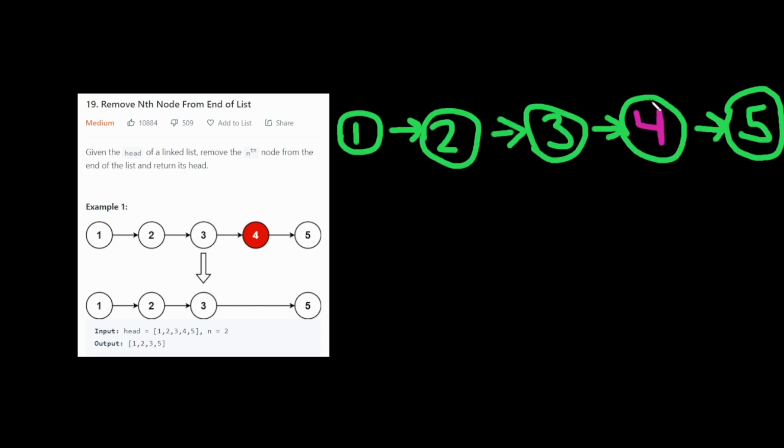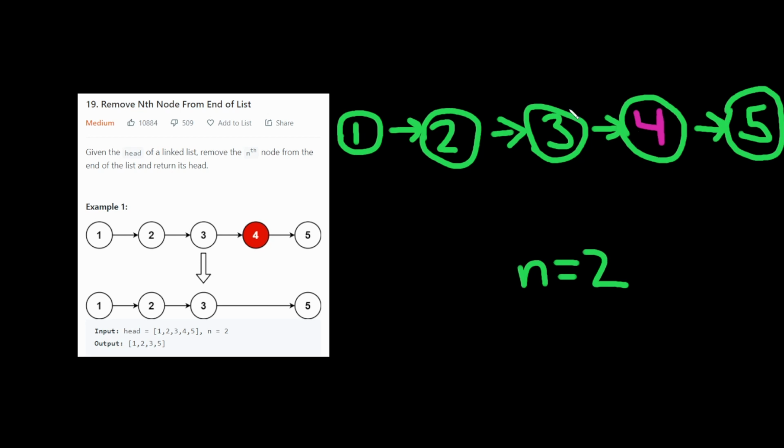This is LeetCode 19, Remove Nth Node From End of List. We're given a linked list like this one, and we have to remove the nth node from the end of the list, and then return the list's head. We want to remove 4 here, and so n is 2, as in the second element from the end of the list. Let's think of the easiest way of doing this.